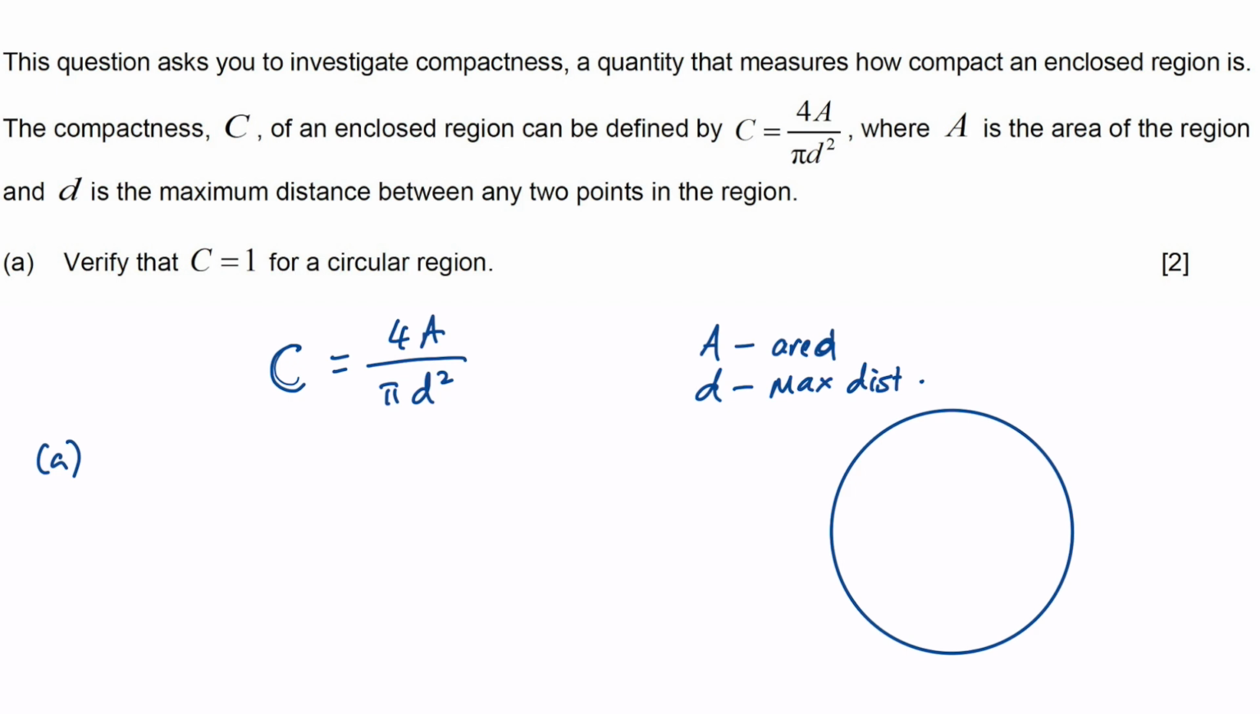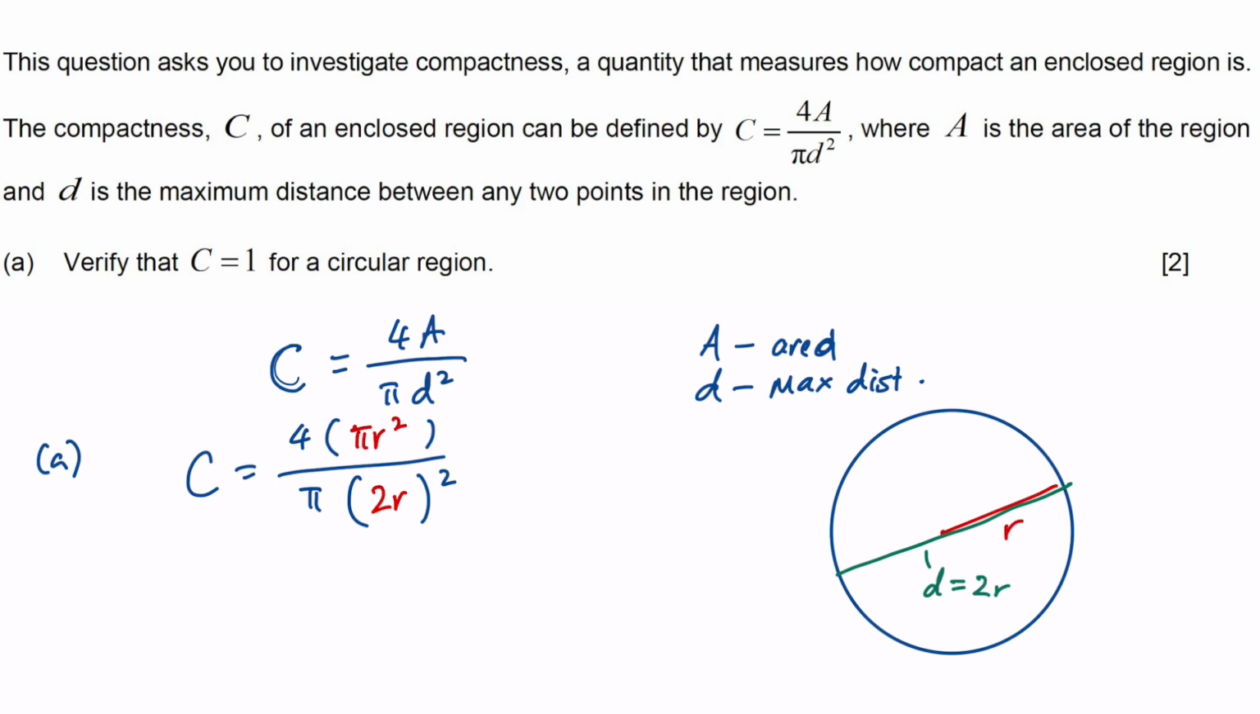So C equals 4 times the area over pi times the maximum distance between any 2 points in the region, squared. Now what's the area of the circle? If this circle has a radius r, then the area is pi r squared. The maximum distance between any 2 points will be its diameter, so that's 2r, squared. The diameter is 2r, the area is pi r squared.